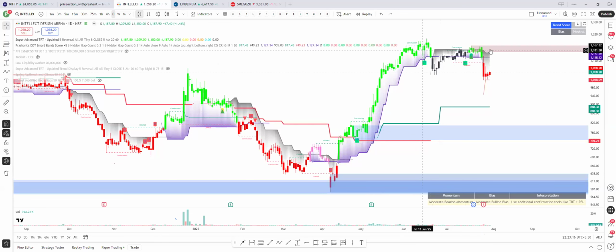And right now the price is in bearish momentum. We can see moderate bearish momentum is visible and the candle color is red. So the trend as per TRT is down, and the bias is moderate bullish. As far as prices are above this, the bias will be bullish. You can see there is a red band which is higher than the green band and therefore the bias is moderate bullish.